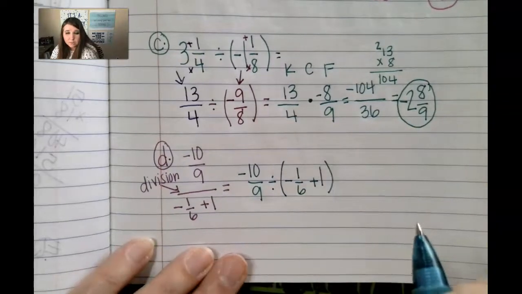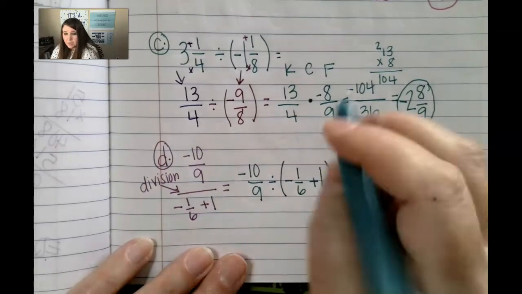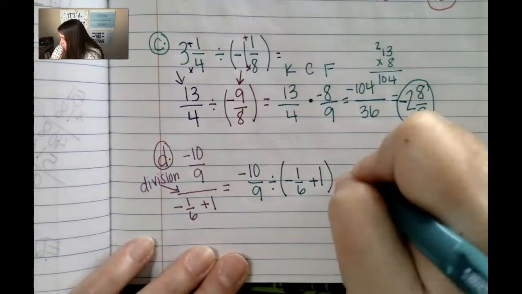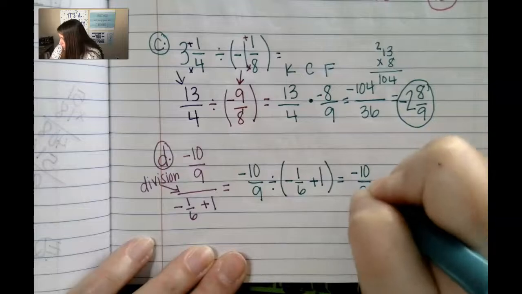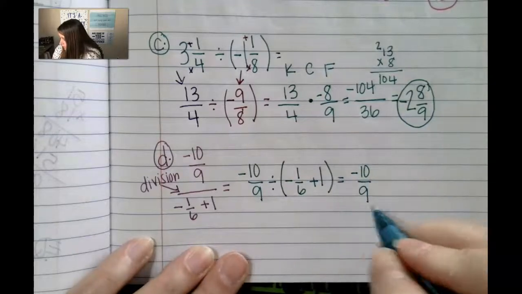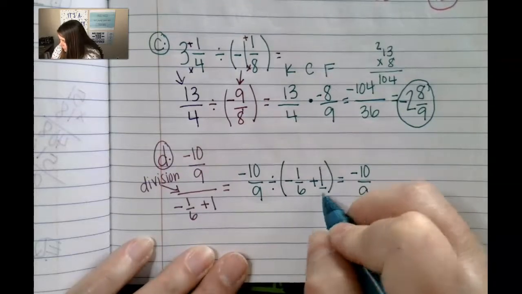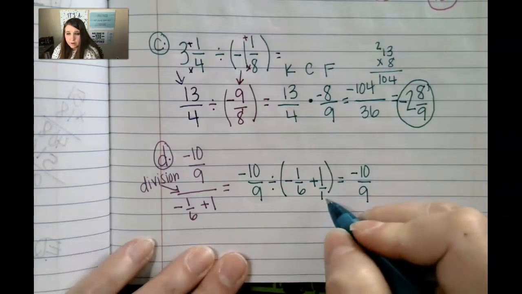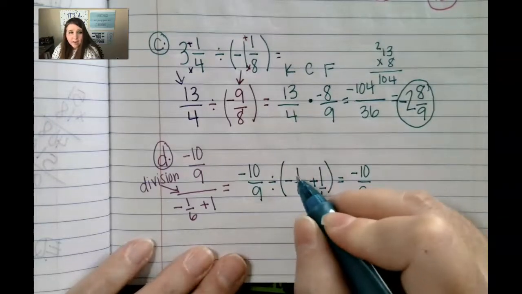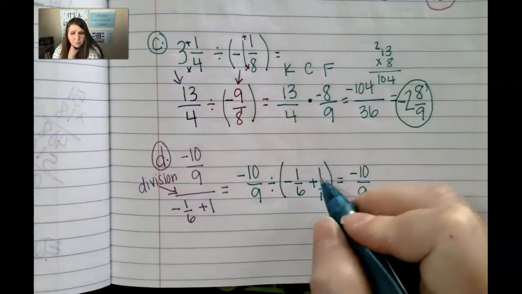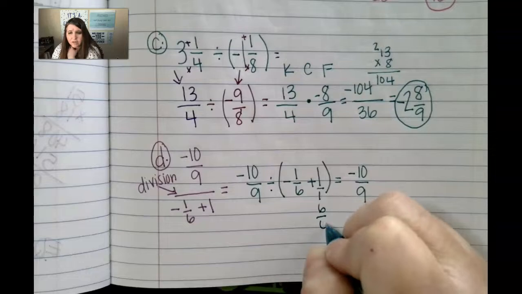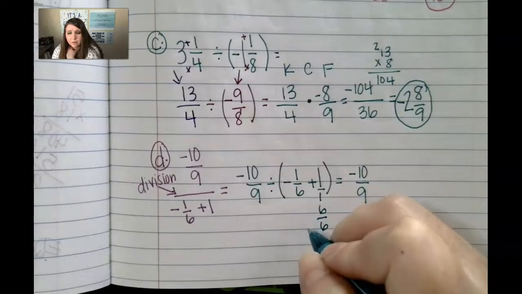Again, this is just one more step so that way we can apply our learning a little bit further. So we have negative 10 over 9, and this is really like that. When we have a whole number, we can just put a 1 underneath it. And then we'll add. We need to make this really 6 over 6 because when we're adding fractions, they need to have the same denominator.